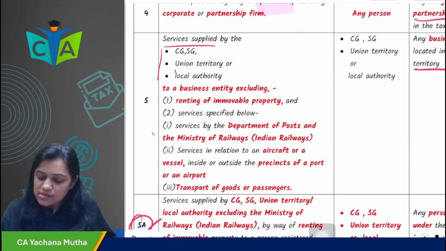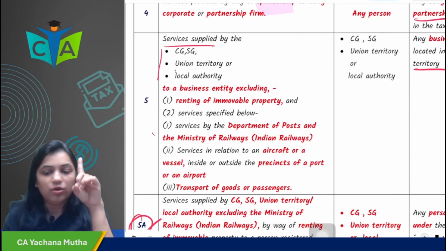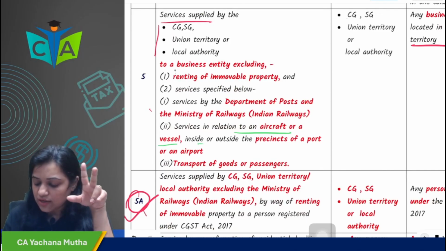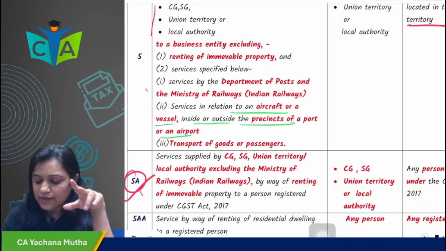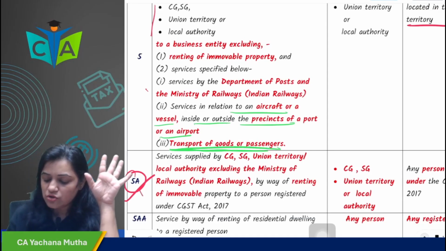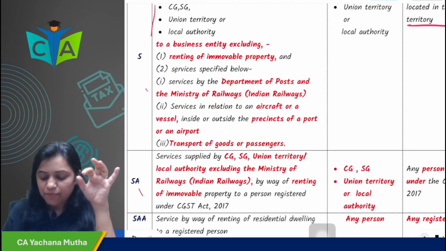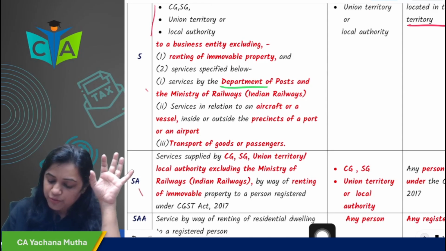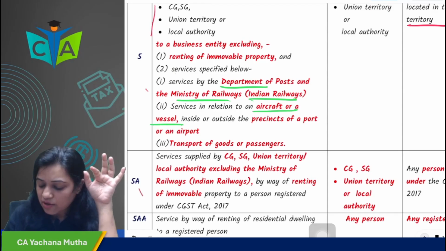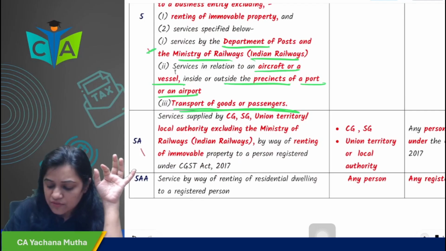Which three services? Service by the Department of Post and Ministry of Railways, Indian Railways. Then service in relation to aircraft or vessel, inside or outside the precincts of the port or airport. And transportation of goods or passengers. So these three: service by the Department of Post, Indian Railways, then service in relation to aircraft or vessel inside or outside the precincts of the port or airport, and then transportation of goods or passengers. These three services.